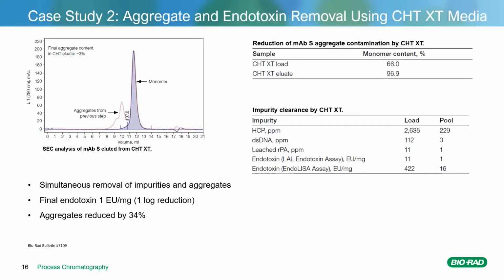A gradient elution was applied from 0 to 1 molar NaCl in the 10 millimolar sodium phosphate buffer over 20 CVs. The resulting mAb pool was 97% purified monomer with simultaneous reduction in various impurities, including endotoxins, which in this case were reduced from 11 EU per mg to 1 EU per mg.